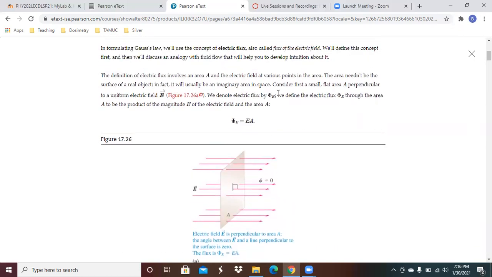So we're going to denote the electric flux. It's going to be a new concept here, and you may not have an intuitive feel for that. It's going to be through the area A, and it's going to be the product of E times A.